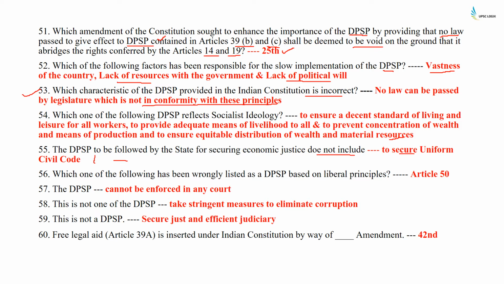Which one of the following has been wrongly listed as directive principles of state policy based on liberal principles? This is Article 50, and it mentions the separation of judiciary from the executive. The directive principles of state policy cannot be enforced by any court. Then taking stringent measures to eliminate corruption, this is also not a directive principle. Then secure, just and efficient judiciary, this is also not a directive principle. Free legal aid, Article 39A, is inserted under the Indian Constitution by way of the 42nd Amendment Act 1976.